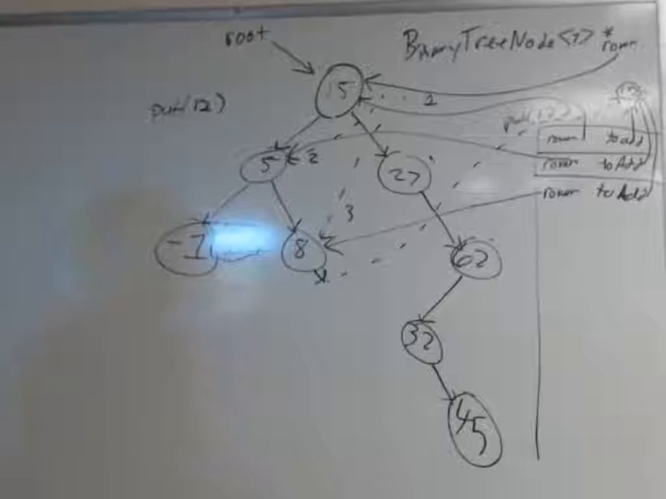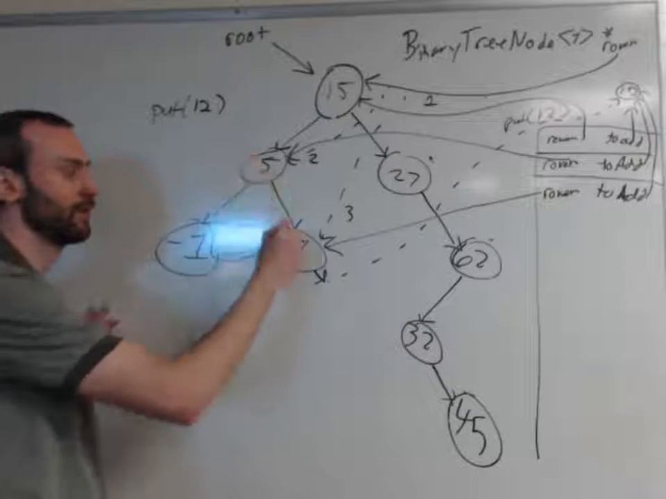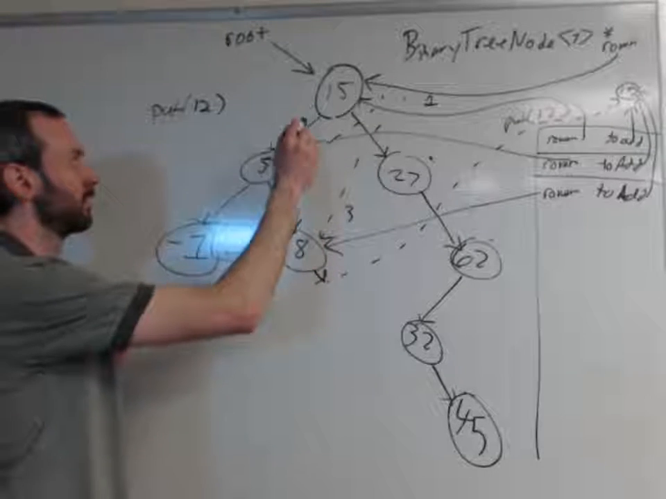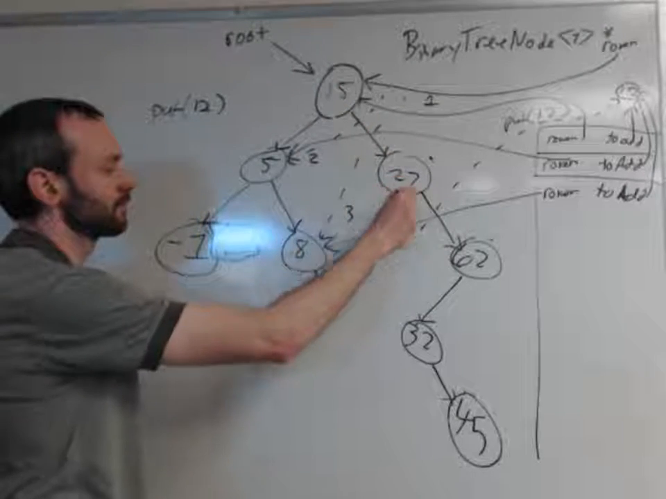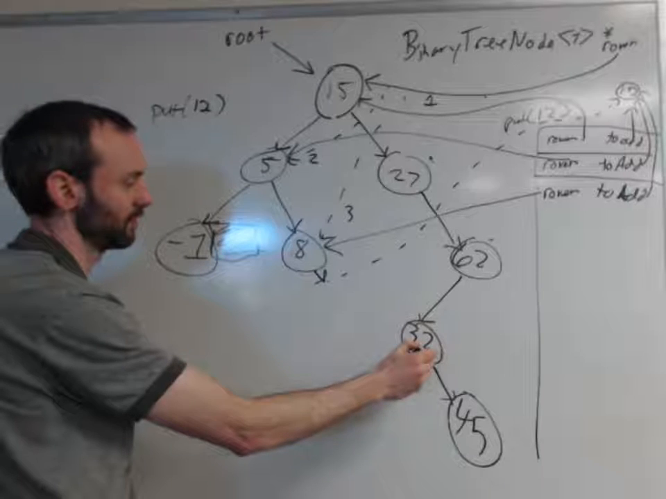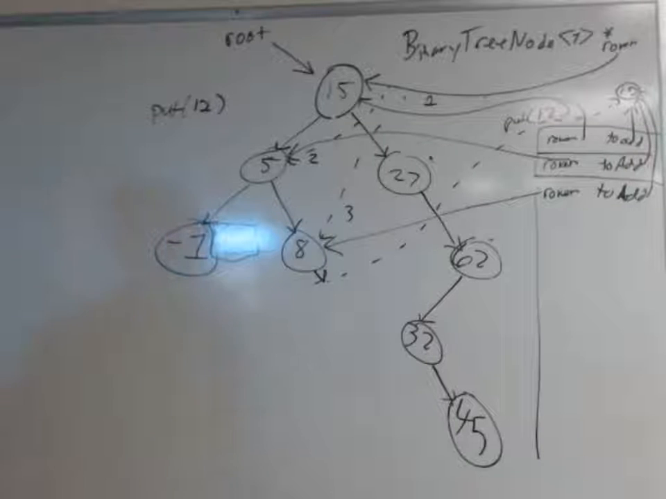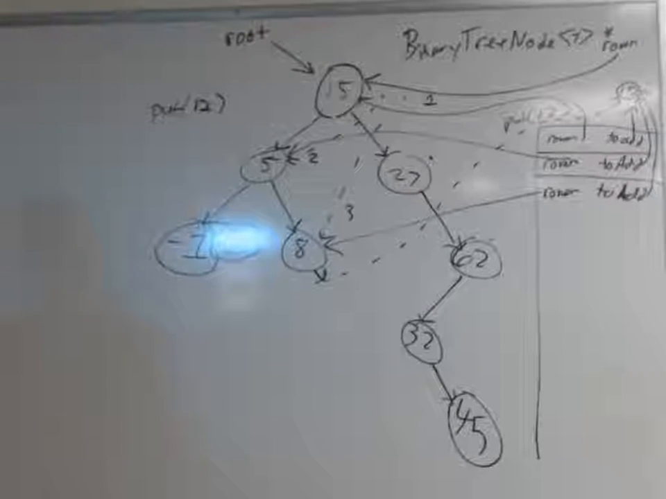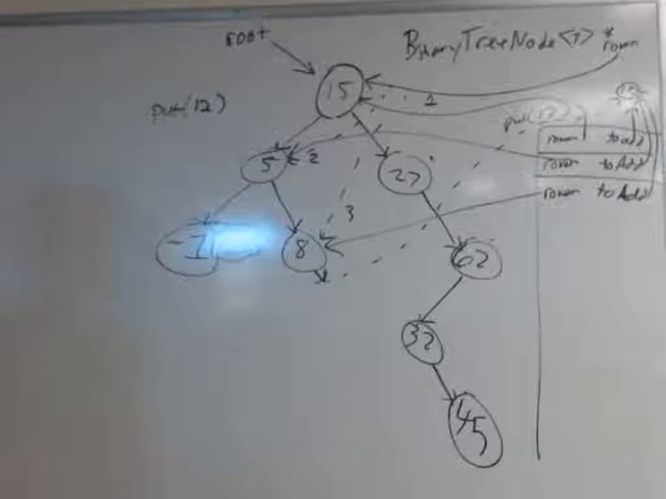So there are different ways to print this. If you want to print it in order, how would you print it? You want to print the smallest number first. -1, then you would print 5, then you would print 8, then you would print 12, if the 12 was right here. Then it'd be 15, 27, 32, 45, then 62. That would be annoying to actually do. So it's very annoying to do this iteratively. The recursive solution is actually very simple.